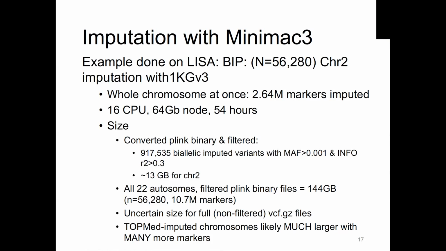Dosage files, I mean the imputed VCF files, the VCF zip files, are going to be much smaller than a Plink binary file. I do not have an estimate, but over here it is just a single chromosome. Okay, so you are saying all 22 chromosomes take up 144 gigs, and that's around 10 million markers.